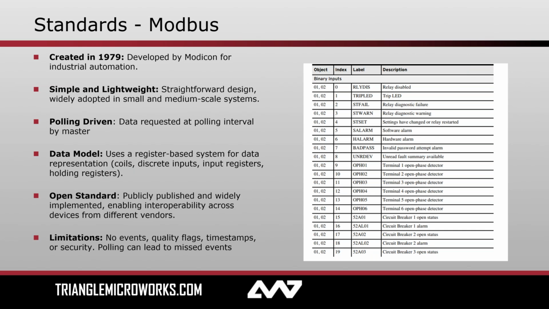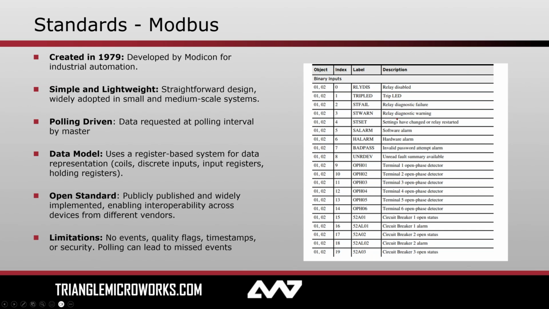So data model means that I describe the data that is on my device in basically a list. So you can look at this list over here. On the left-hand column, I have my data type, for example, a binary input, and then I have an address and a label. Sometimes I might even include a more detailed description.